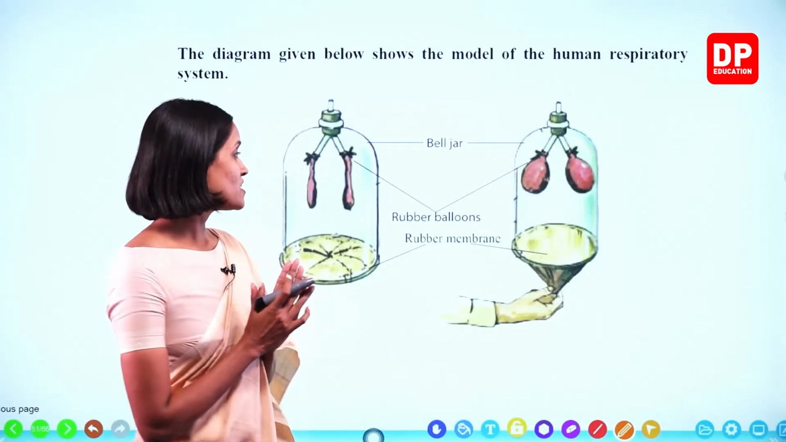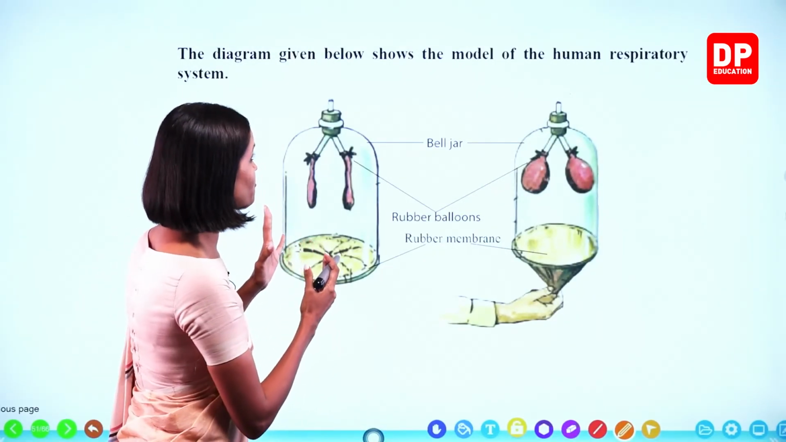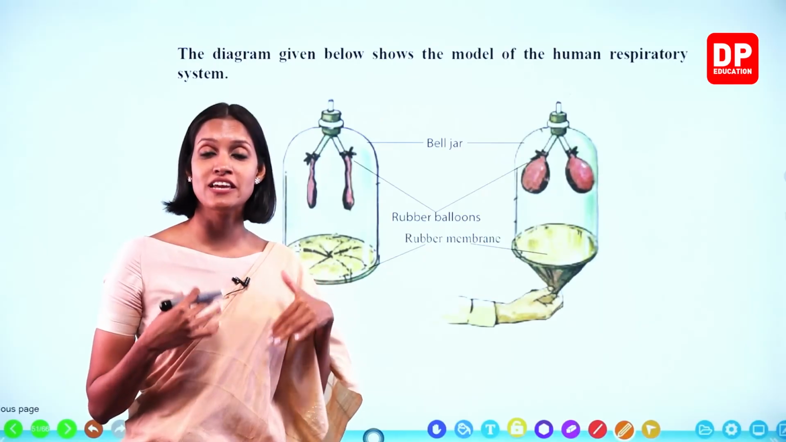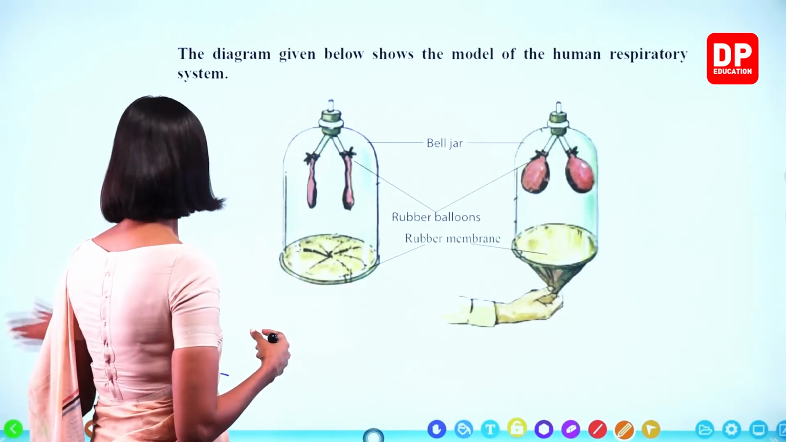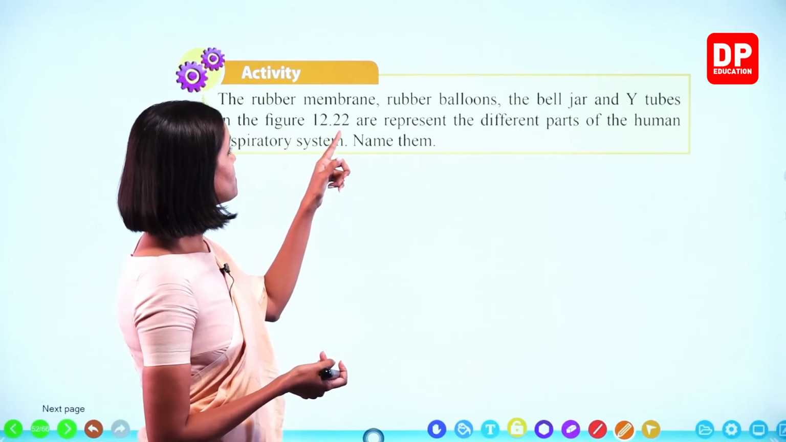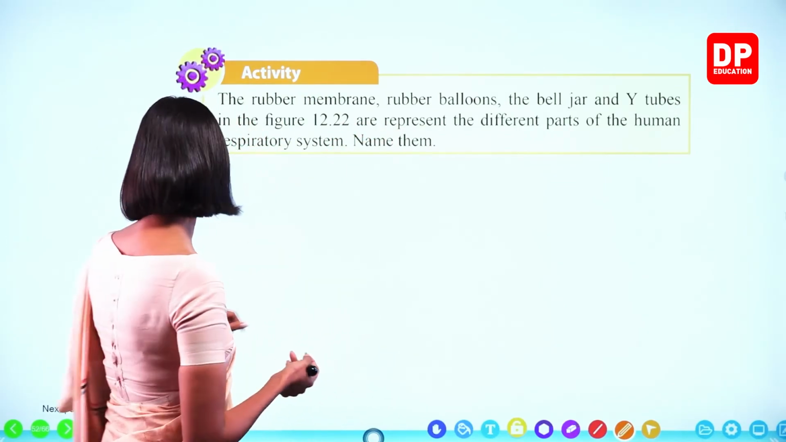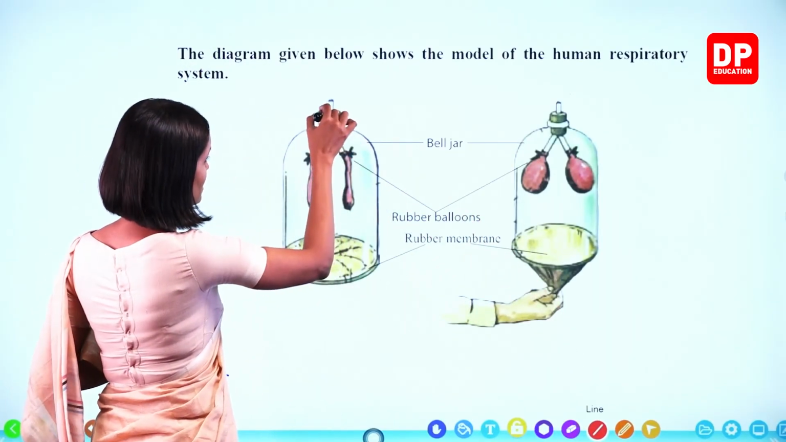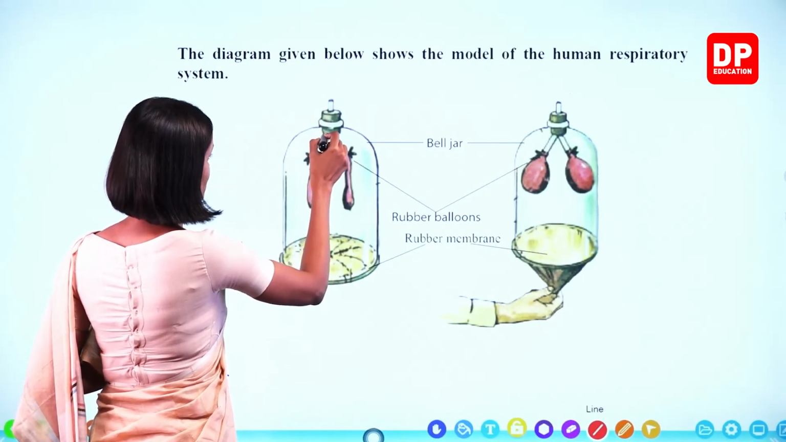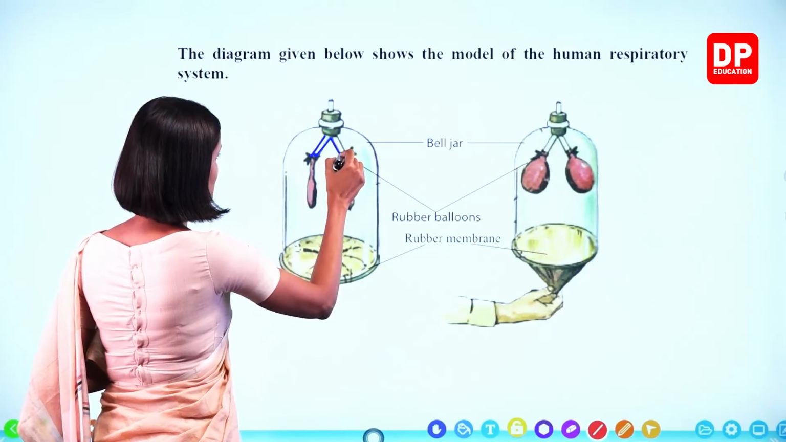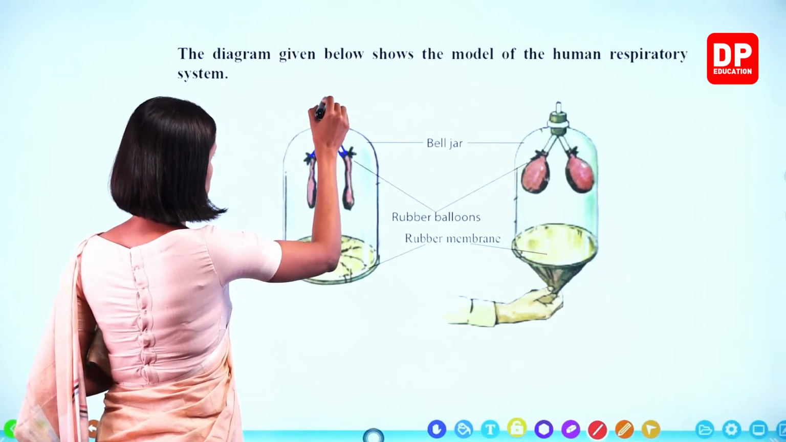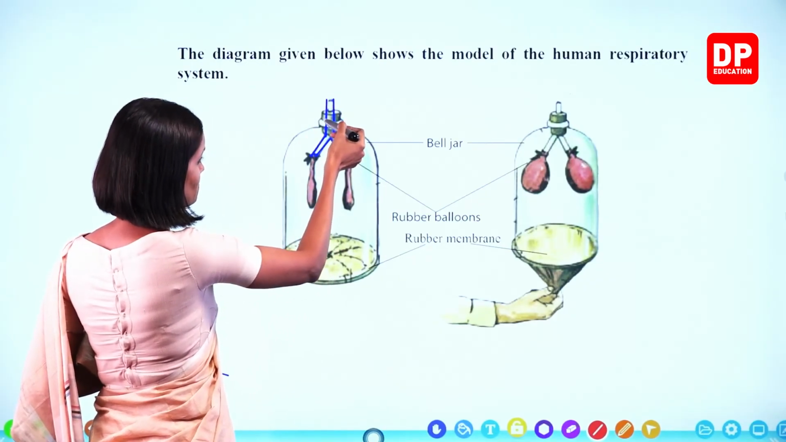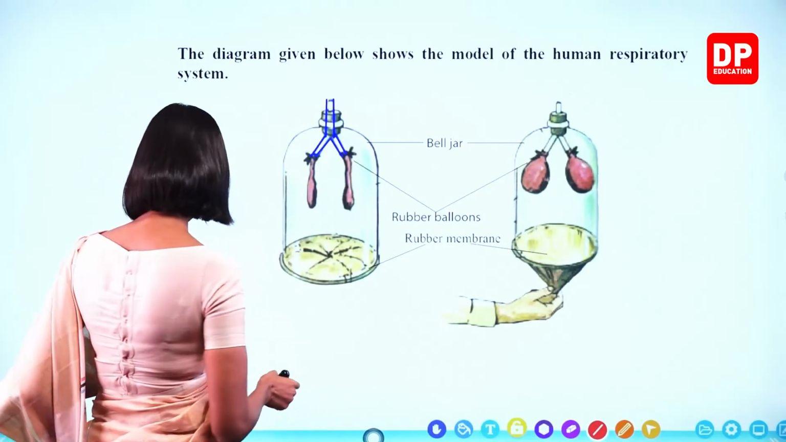Right, children. So you observed the structure and the function of this setup, right? As I explained to you all, it is something similar to the real function that takes place in the lungs, okay? Right. So the rubber membrane, rubber balloons, the bell jar and the Y tubes. Where were the Y tubes again, children? This was the Y tube. Look at this one. We can't see it very clearly because it is sent through this cork stopper, right? But when you consider it, the shape of it is Y shape. This is the Y tube. This stem part is sent through the rubber stopper, right?